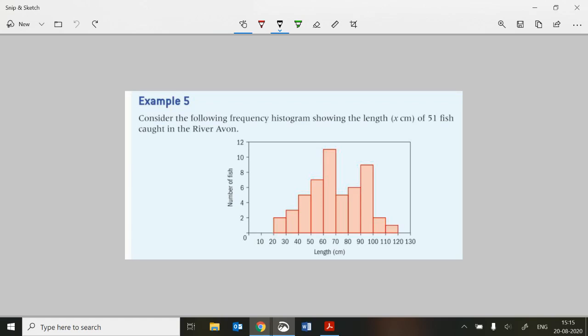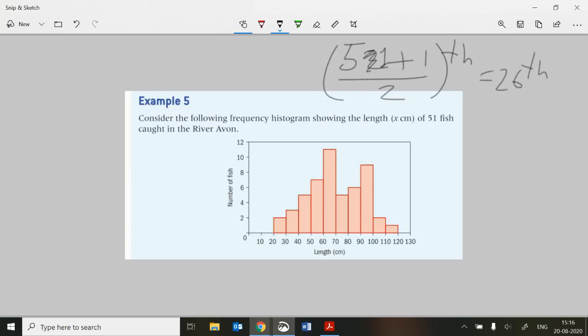Okay, so consider the following frequency histogram, and the question is for part A, what's the median class? Well, the median class is going to be where the middle fish turns up. Now, what's the middle fish? Okay, so we've got 52 plus 1 divided by 2. That's where the middle fish is going to turn up. So that's where the median is going to be. So, sorry, not 52, 51. I've done my calculation already. The 52 divided by 2, so we're looking at our 26th value.